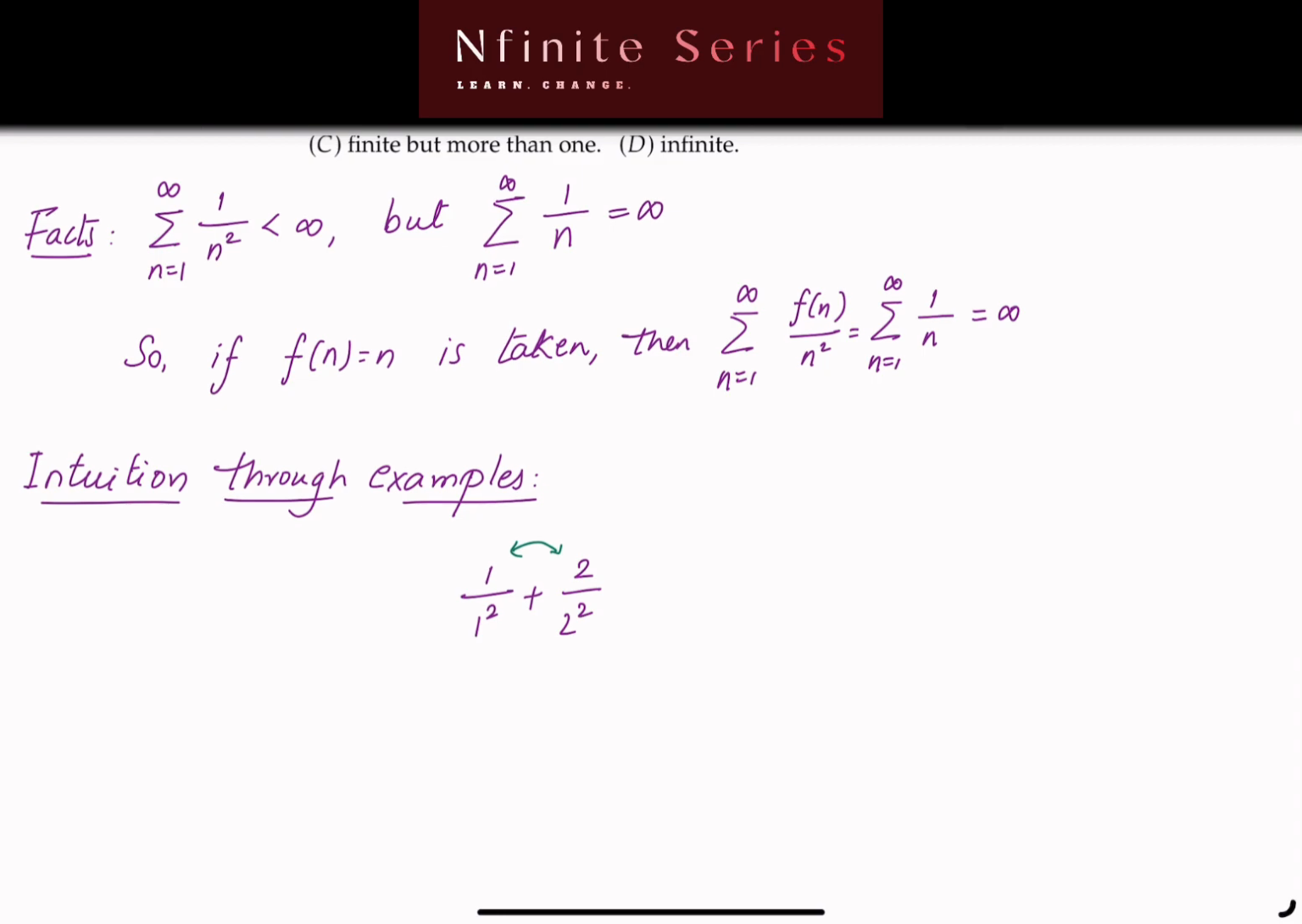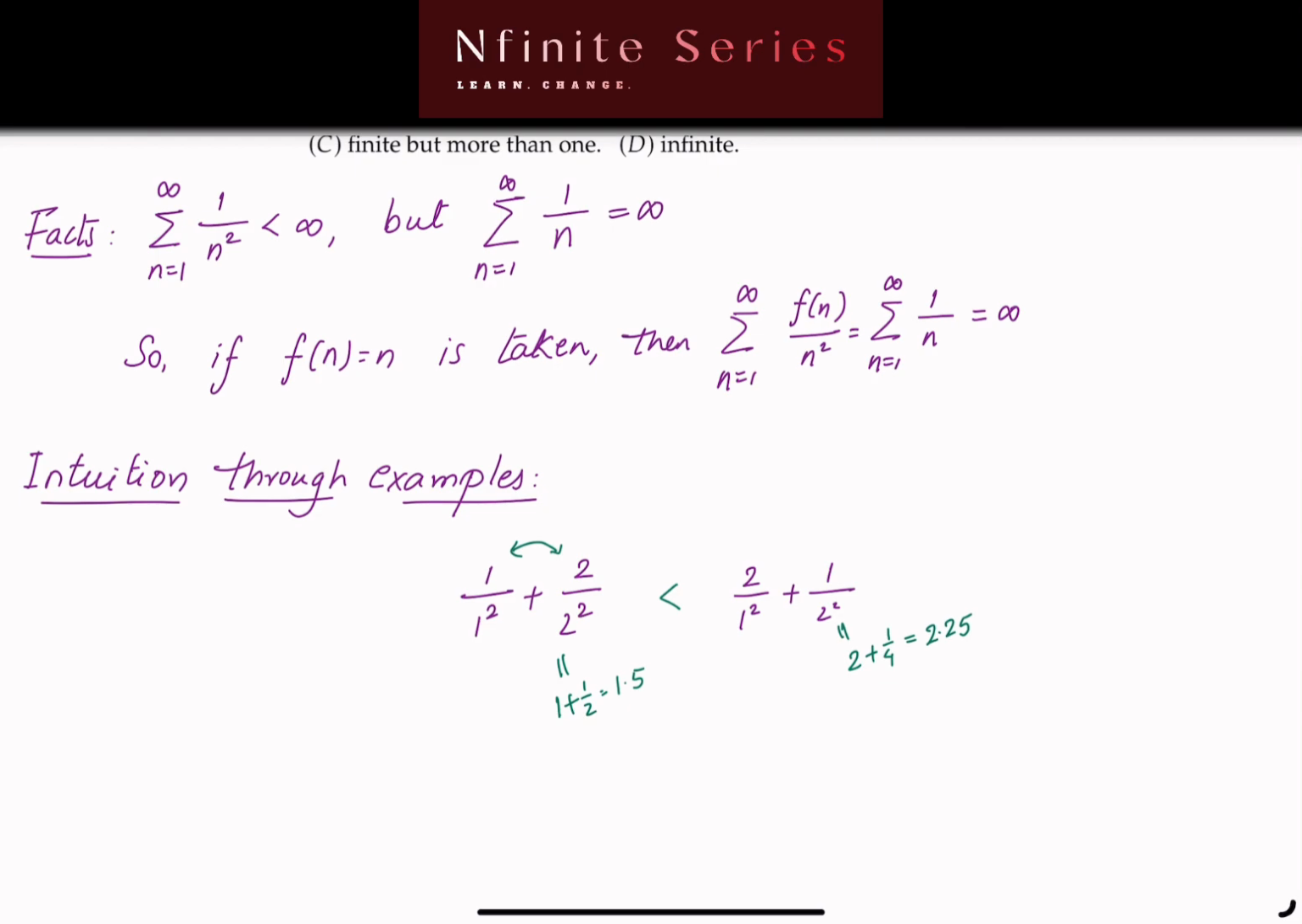Now what happens if we just switch the positions of these numerators? What we get is this: 2 by 1 square plus 1 by 2 square. Again, this is an arrangement where the numerators are not preserving their natural ordering. Let's calculate the left hand side. Left hand side is 1 plus half, which is 1.5. The right hand side is 2 plus 1 by 4, which is 2.25, which means that the right hand side is greater. In other words, the sum is less when the numerators preserve their natural ordering, and if you take them out of order, the sum increases.